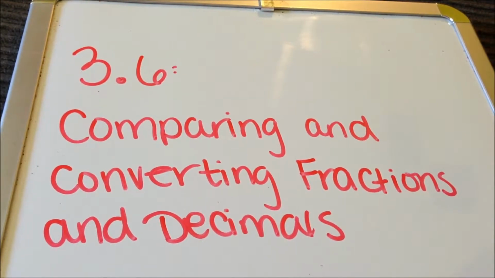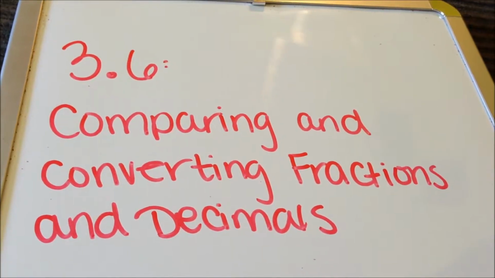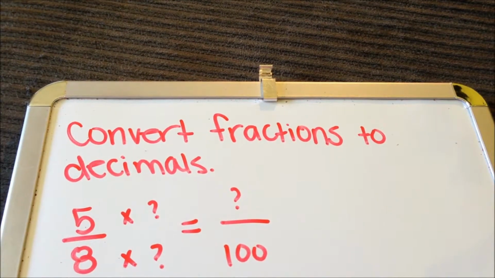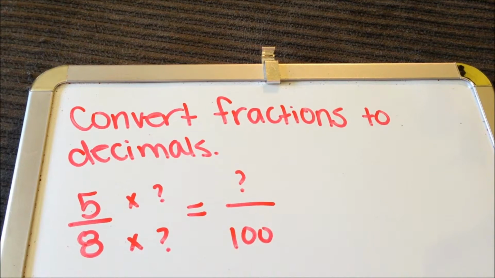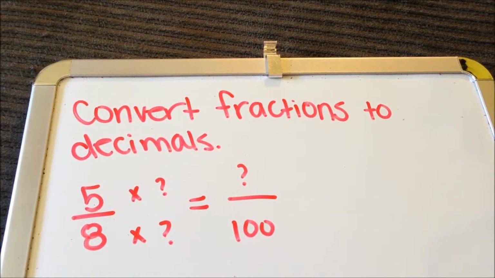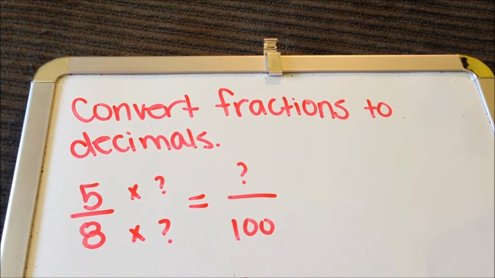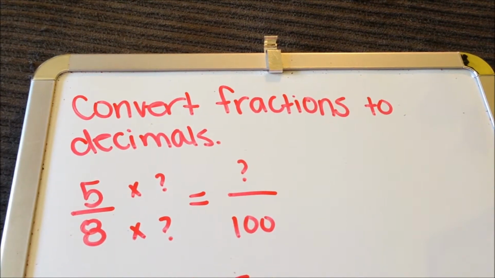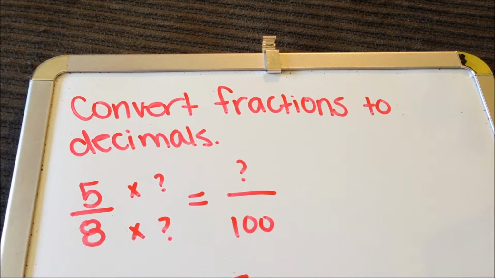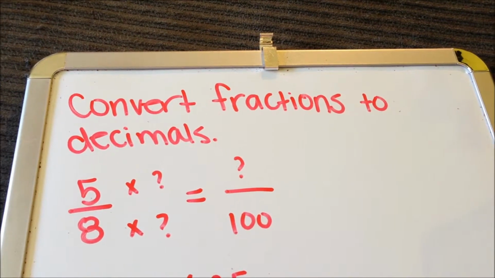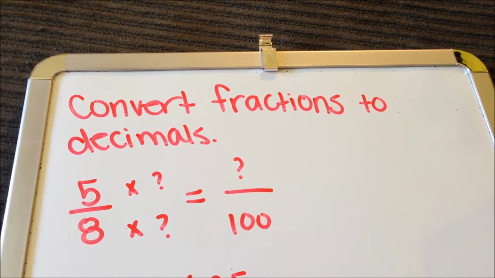Section 3.6, Comparing and Converting Fractions and Decimals. Let's start by converting fractions to decimals. Let's convert the fraction 5/8 to a decimal. There will be some fractions that you can multiply the denominator by a specific number and end up with 100. So you'll notice I have 5/8 times question mark over question mark equals question mark over 100.